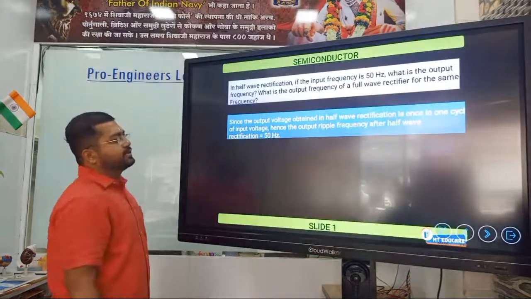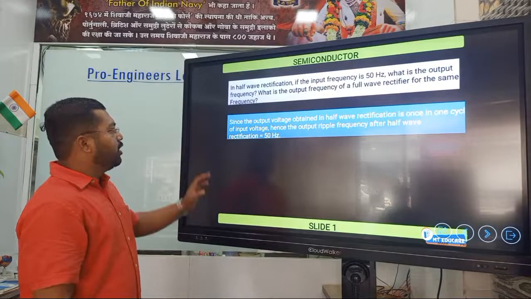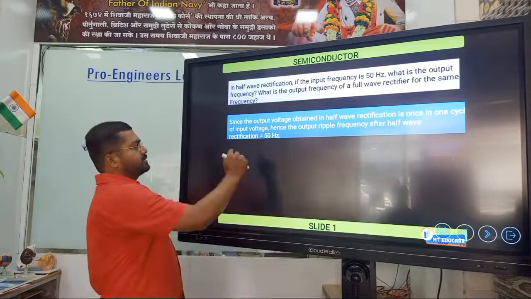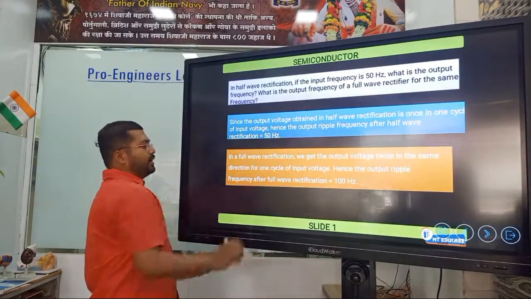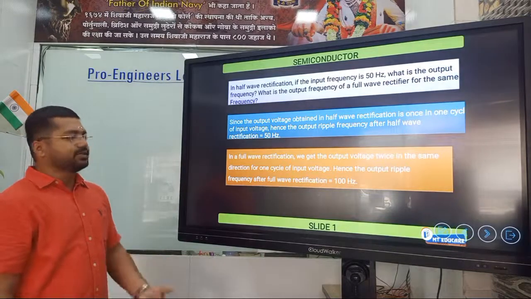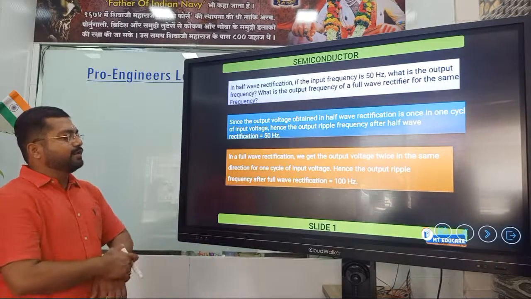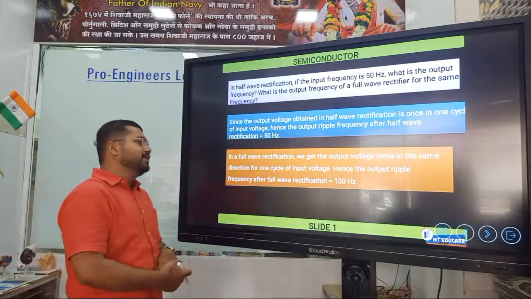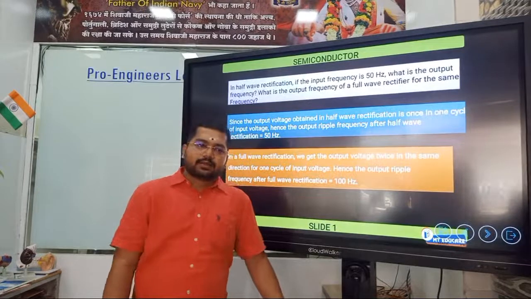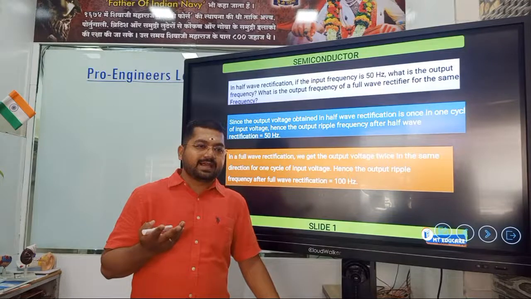Since the output voltage obtained in half wave rectification is once in one cycle of input voltage, the output ripple frequency after half wave rectification is 50 Hz only, and in full wave rectification we get the output voltage twice in the same direction for one cycle of input voltage, hence the output ripple frequency after full wave rectification is doubled. Yes. So based on how many waveforms I am getting, we can consider frequency.